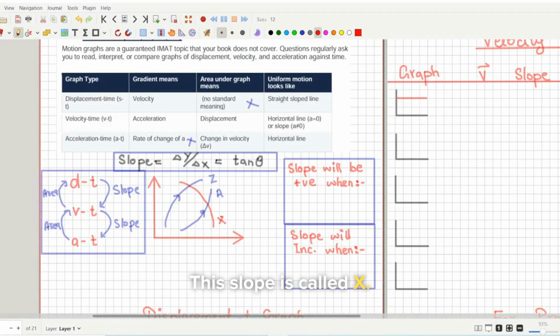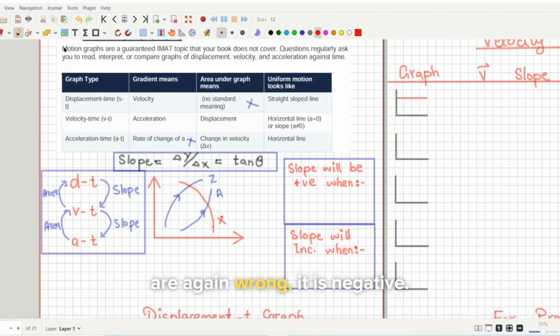This slope is called x. Now tell me whether it is increasing or decreasing, and whether it is positive or negative. If you thought it is decreasing, then you are wrong, it is increasing. And if you thought it is positive, then you are again wrong, it is negative.